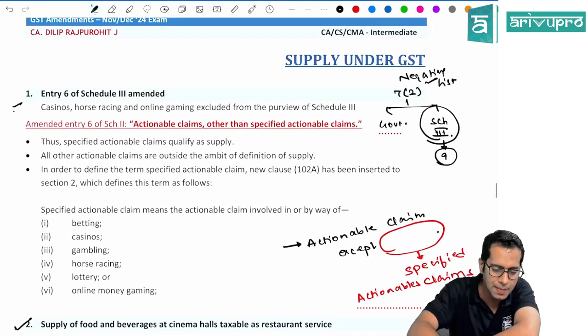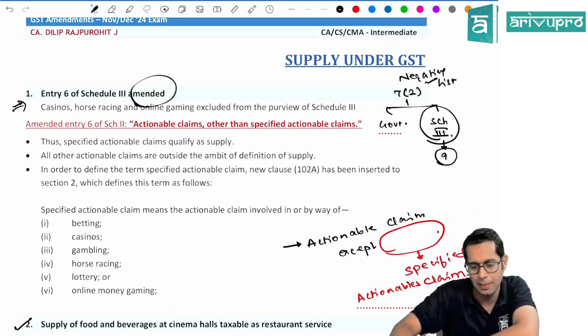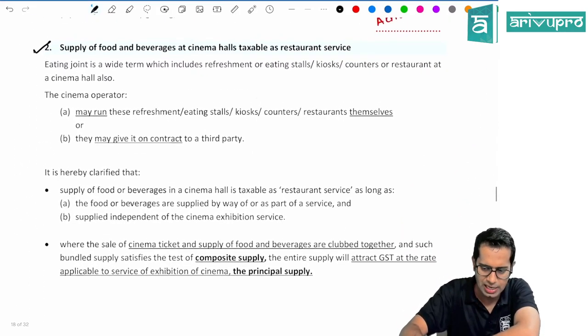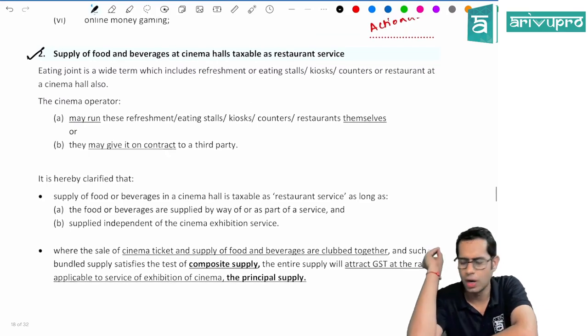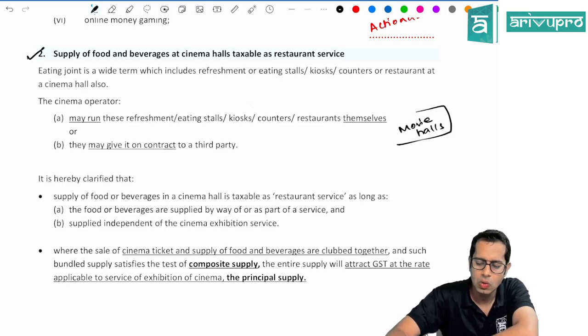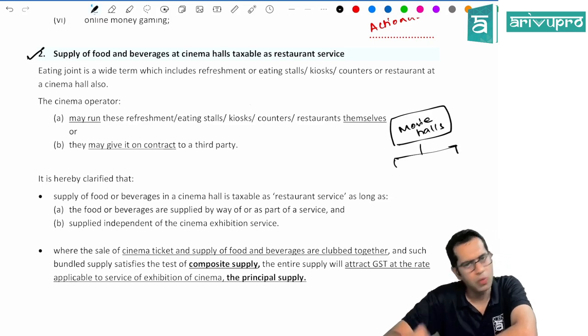Now, the next one is not an amendment, this is a clarification. So this was an amendment in an entry, correct? Next point is just a clarification. Now, what is this clarification? I'll directly give an example to make you understand this point. When you go to a movie hall to watch any movie, there are 2 possibilities.